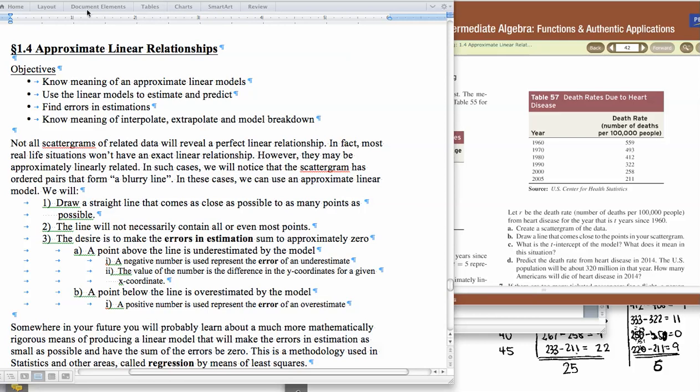This is our first lesson in section 1.4. We've got a lot to talk about in this section, so this is probably going to encompass about 3 lectures. So first of all, in this section, what we're talking about is approximate linear relationships.